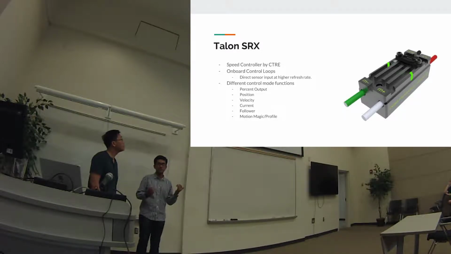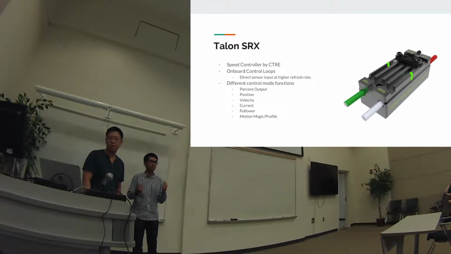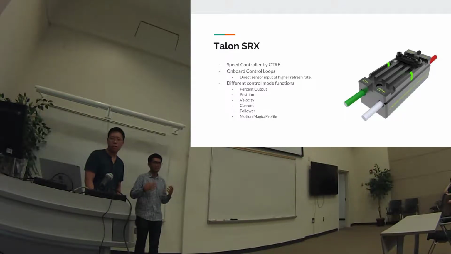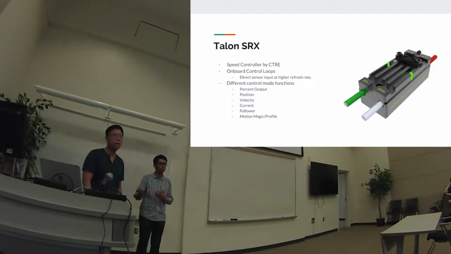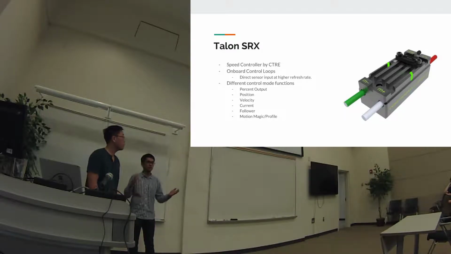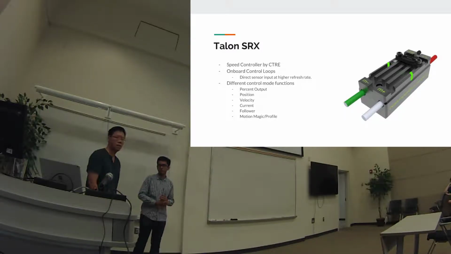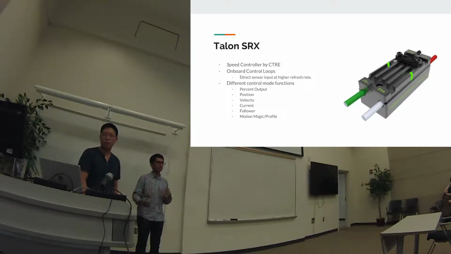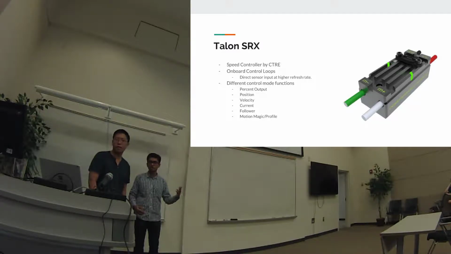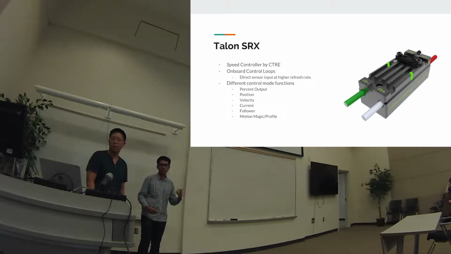A couple of things it can do is percent output, which is what we use most of the time in teleop for just applying a certain voltage. It's also called percent voltage, and that's a number between -1 and 1, and it applies that much voltage to the motors. Then there's position. You can use the encoder's feedback and actually set it to a certain position, and you can run different control loops with that.